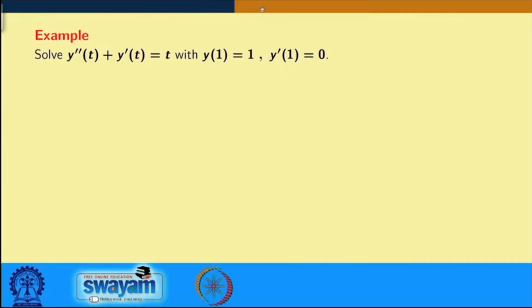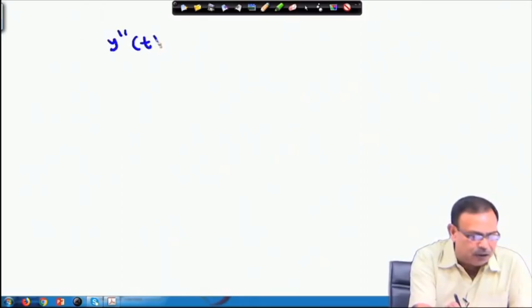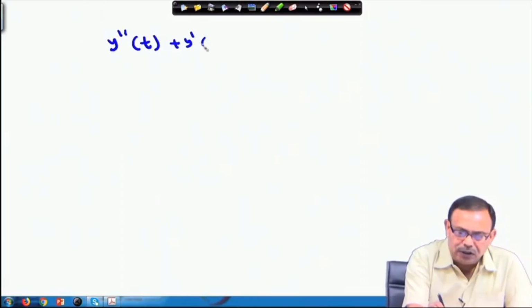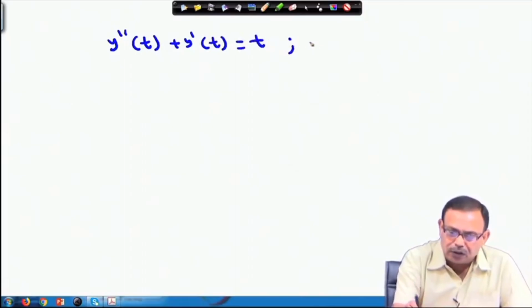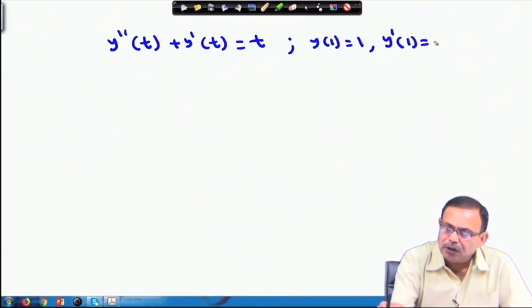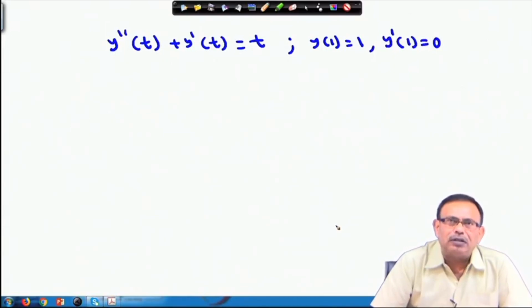So, if you see here, your problem is y double dash t plus y dash t equals t, and the conditions given are y(1) equals 1 and y dash (1) equals 0. Please note that in the earlier problem we were obtaining the conditions at t equals 0, but here you have the condition at t equals 1.